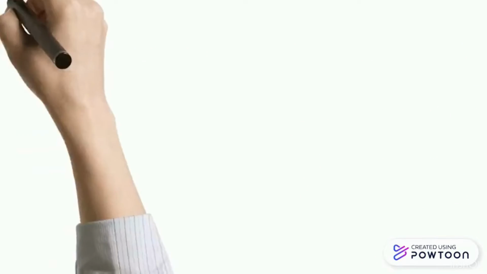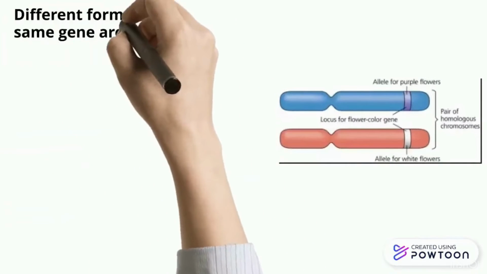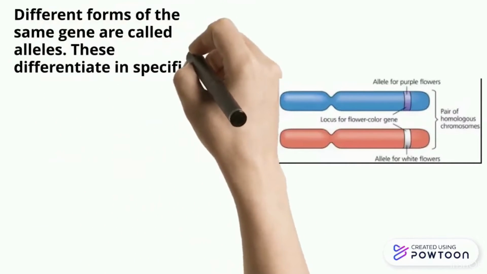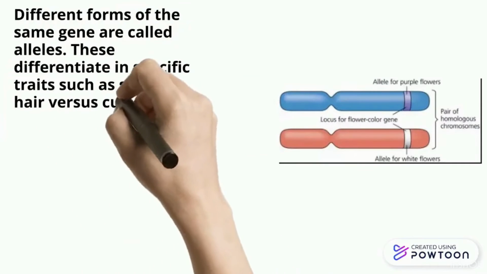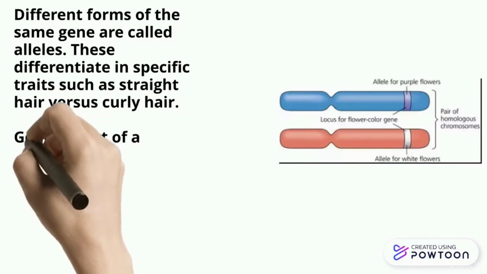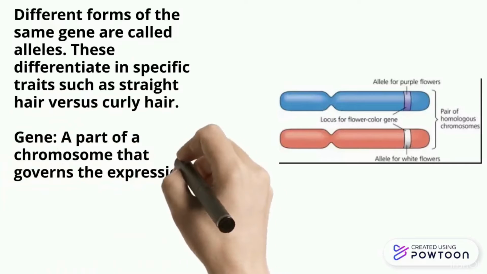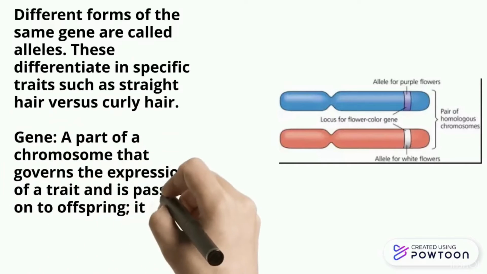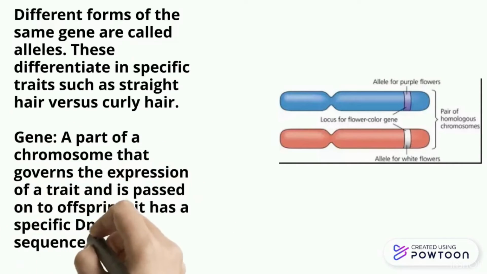As we already discussed, chromosomes contain the cell's DNA. Genes are parts of DNA that contain genetic information for inheritance of specific traits. Homologous chromosomes carry genes for the same traits. However, they can also carry different forms of the same gene. This is called an allele. This differs in specific traits such as straight hair versus curly hair.